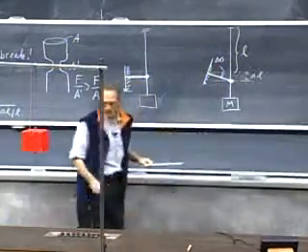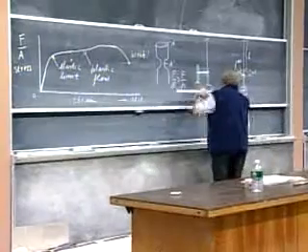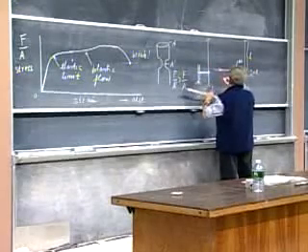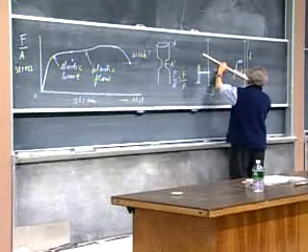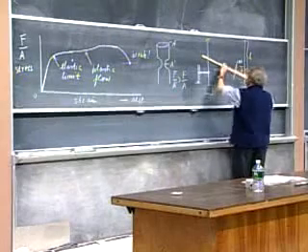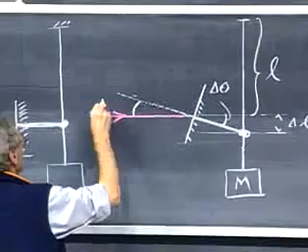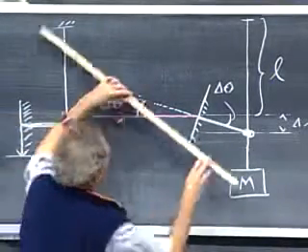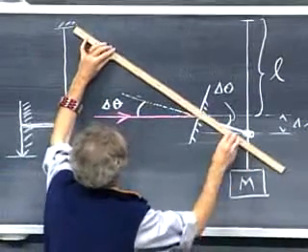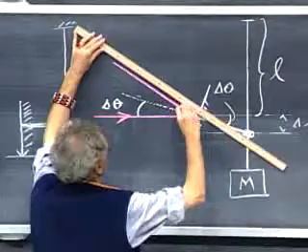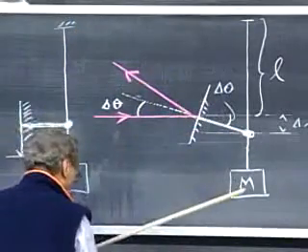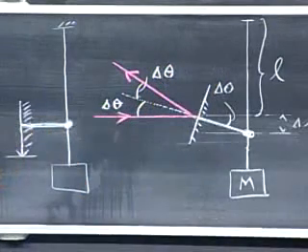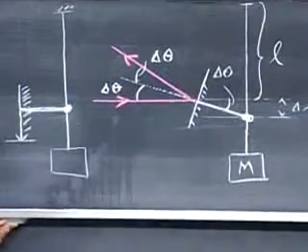And then we have a laser beam, which we shine onto the mirror. The laser beam comes in like so. And this is the normal to the mirror. So this angle here is delta theta. The laser beam bounces off and returns like so. And this angle, of course, is also delta theta. That's the property of a mirror.